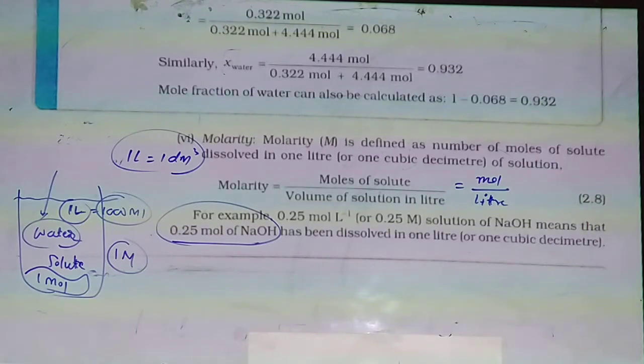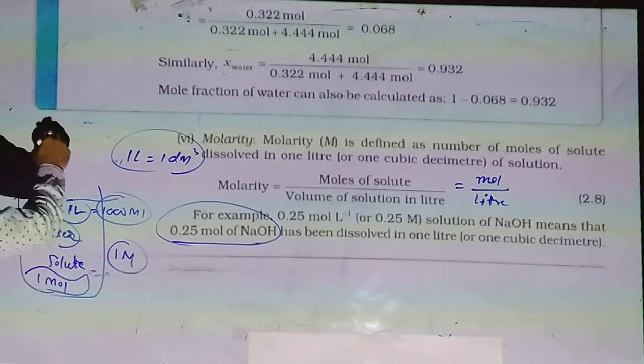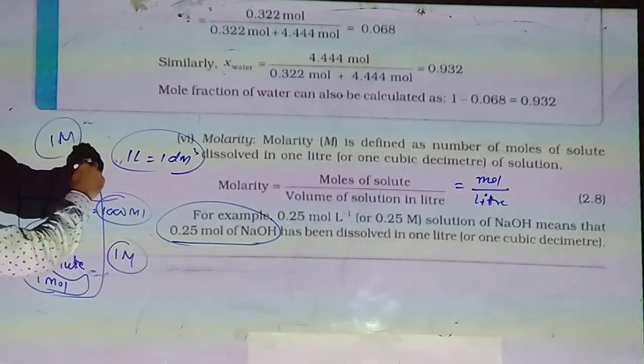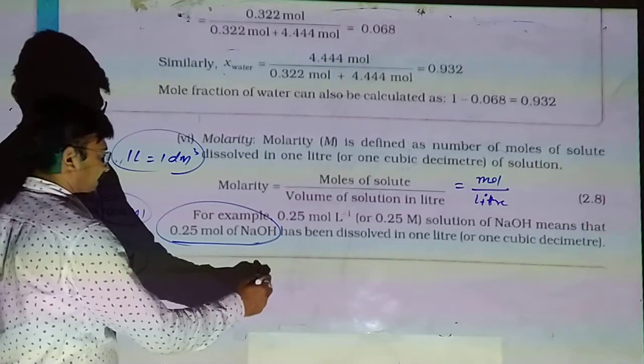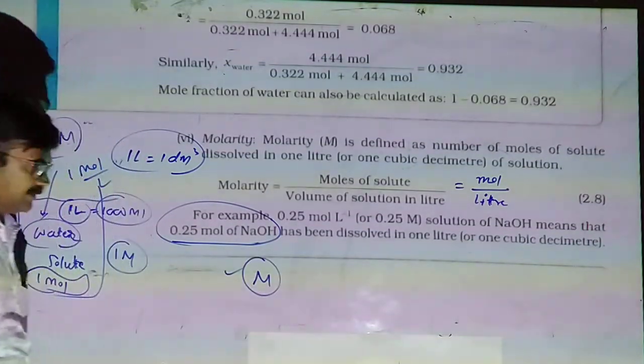If I say 1 molarity, it means 1 mole per liter, so 1 mole is dissolved in 1 liter. Like this, 0.25 molarity means 0.25 mole is dissolved into 1 liter. Is it clear? Understood?